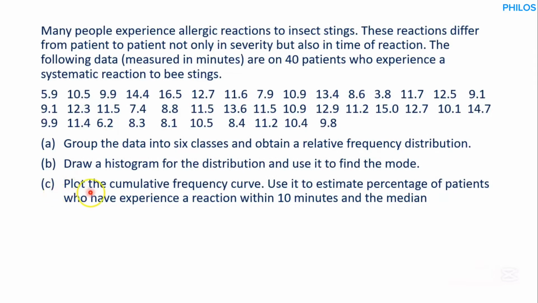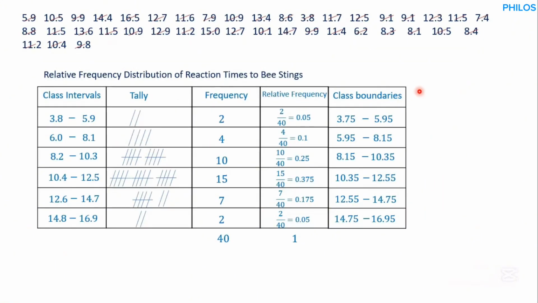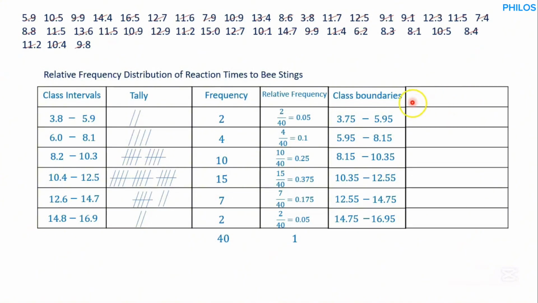Question C. Plot the cumulative frequency curve. Use it to estimate the percentage of patients who have experienced a reaction within 10 minutes, and the median. So to do that, let's go back to our table. Now to construct a cumulative frequency curve, we will need the upper class boundaries and the cumulative frequency itself. So let's add an extra column and title it cumulative frequency.